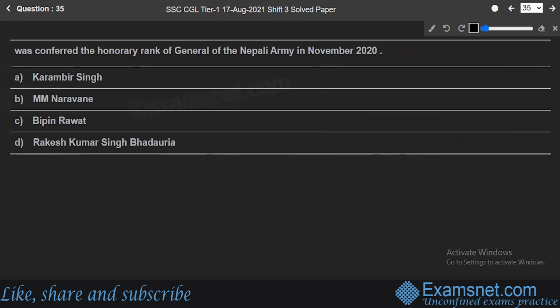Dash was conferred as honorary rank of General of Nepali Army in November 2020. Options are Karamveer Singh, M. Narawane, Bipin Rawat, Rakesh Kumar Singh Bhadauria. Well, Indian Army Chief General Manoj Mukund Naravane was conferred with the honorary rank of General of the Nepal Army by Nepal's President Bidya Devi Bhandari. Option B is the answer.